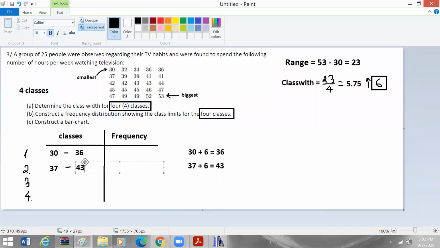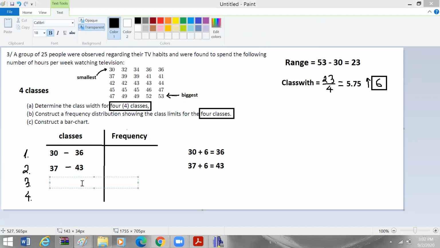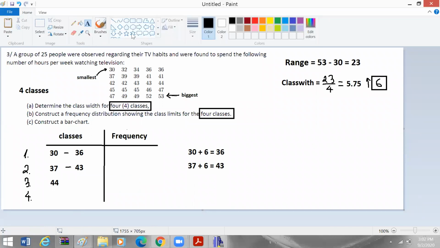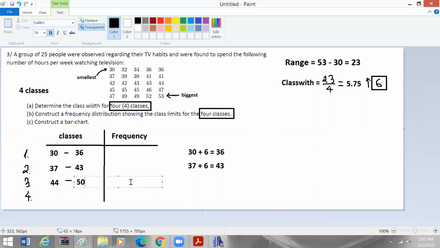So can somebody tell me what the next class is going to be? What are the values for the next class? 44, and then we add 6. 49. No, 44 add 6 is 50, correct? Yeah, my fault. You have to be really careful about that, because if you add the wrong number, then you're going to get points taken away on the exam. So 44 plus 6, you got 50. So make sure that we are doing that right.